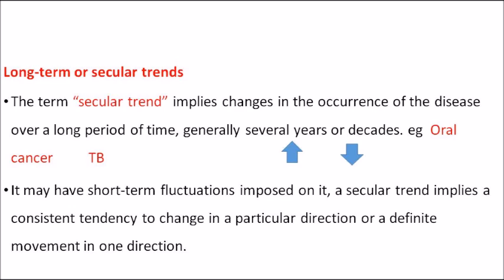Okay, it may have short-term fluctuations imposed on it. A secular trend implies a consistent tendency to change in a particular direction, or a definite movement in one direction. Since ages, the prevalence or incidence of oral cancer is increasing, and since ages the prevalence of TB is decreasing. So that is what secular trend means.